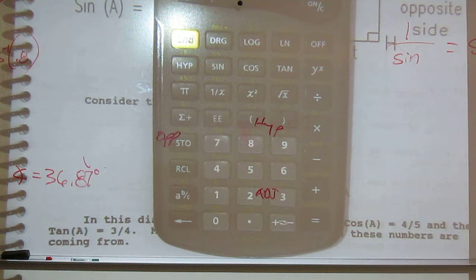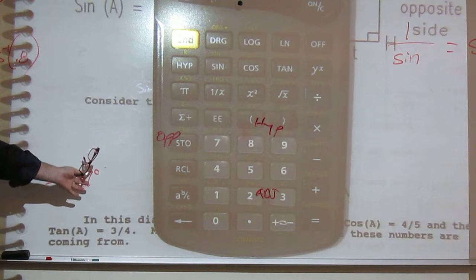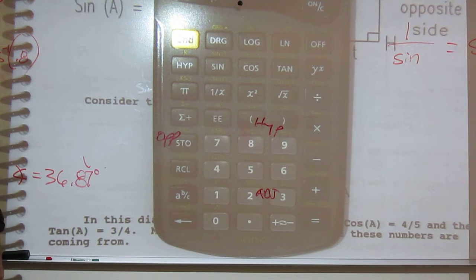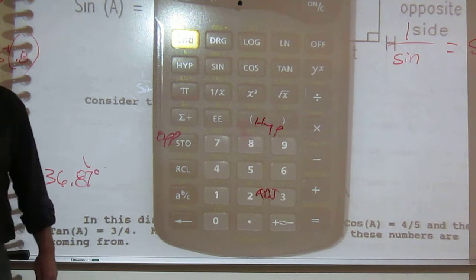In the interest of time, I'm not going to do the tangent here. But if you do the tangent, which is a relationship of the opposite to adjacent, the other combination, you're going to get the same answer.